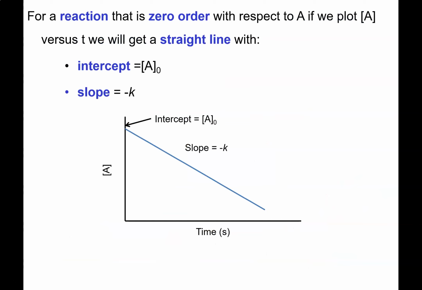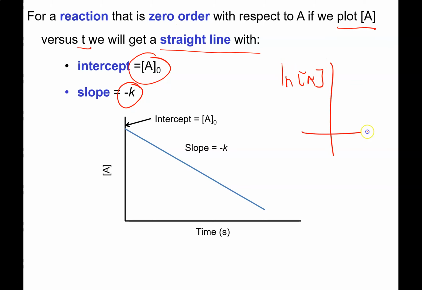So for a reaction that is zero order with respect to A, if you plot the concentration against time, you get a straight line. It'll have intercept A0 and slope equals minus k. It's kind of similar to the first order process, but in the first order process, a plot of log of the concentration against time has a negative slope equal to minus k.